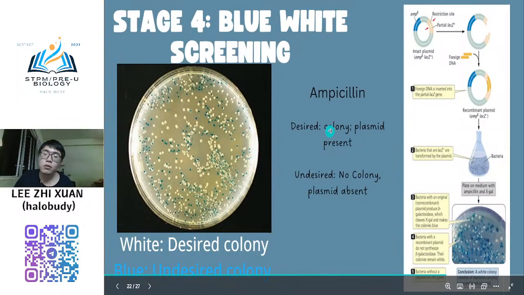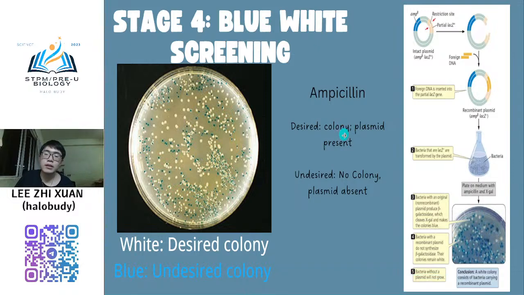Okay. So when you have the desired product, when you have the colony, meaning that the plasmid is present. And when there is no colony at all, tak ada colony langsung, maksudnya plasmid tak ada, memang dia kerana dia dibunuh oleh ampicillin. Ini just the first step, ampicillin je. But we still don't know if this cell contains recombinant plasmid or not. Because it may be that the plasmid is not recombinant, it's the original plasmid.